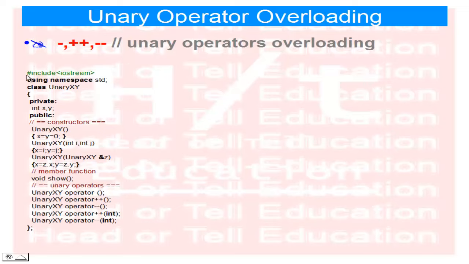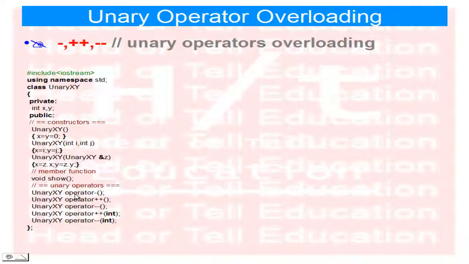First I have created a class with the name unary xy. I created two private integer variables x and y. Here I have created a zero argument constructor, then a two argument constructor, and third a copy constructor. One member function I have defined is the show function. The other functions are the unary operators.